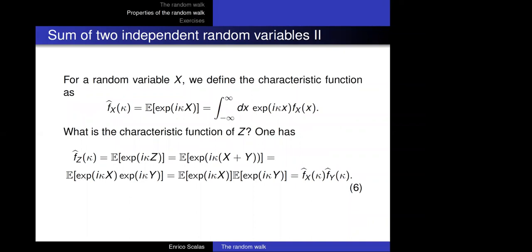And then you use this again and again, but you can also use the method of characteristic functions to deal with independent random variables. The characteristic function is nothing else than the Fourier transform of the probability density function. This is the expectation of the exponential of ikx, actually kappa. I am using the Greek kappa here. What is the characteristic function of the sum?